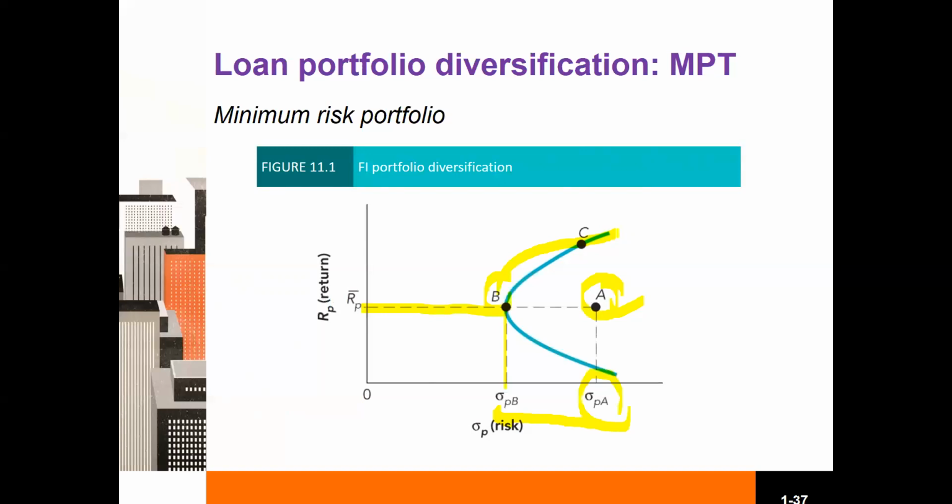However, as you can see, of all the possible efficient portfolios that can be generated, portfolio B, this is the point I'm talking about, produces the lowest possible risk level for the financial institution manager, because this point is the furthest to the left. So this is the portfolio that generates the lowest risk. It maximizes the gains from diversifying across all available loans and bonds, so that the manager cannot reduce the risk of the portfolio below the sigma PB level. For this reason, this portfolio is considered the minimum risk portfolio.